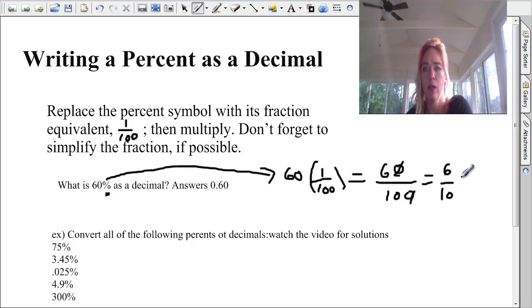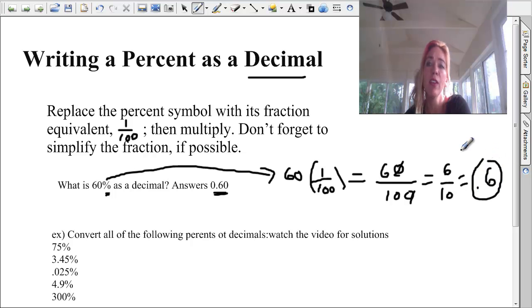And we could even keep reducing that in terms of its fraction form. Or we know 6/10 as a decimal. If the goal is to get to decimal form, which it is here, we know that 6/10 is 0.6. So it depends what your goal is. If your goal is to get to reduced fraction form, I could keep reducing that fraction and say that's 3 out of 5. So either way, I'm going to get 0.6 as my decimal equivalent.